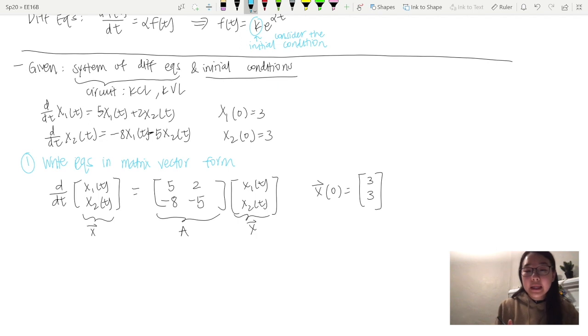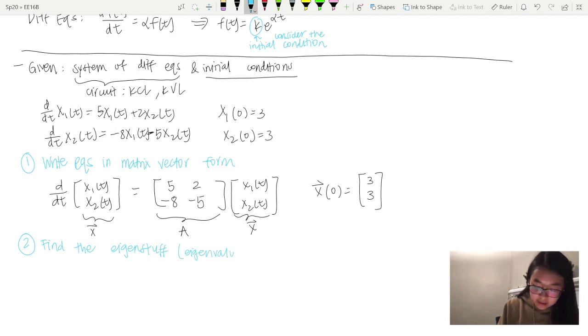Okay, and now in terms of the second step, it will be to find the eigenstuff. When I say eigenstuff, I just mean eigenvalues and eigenvectors.